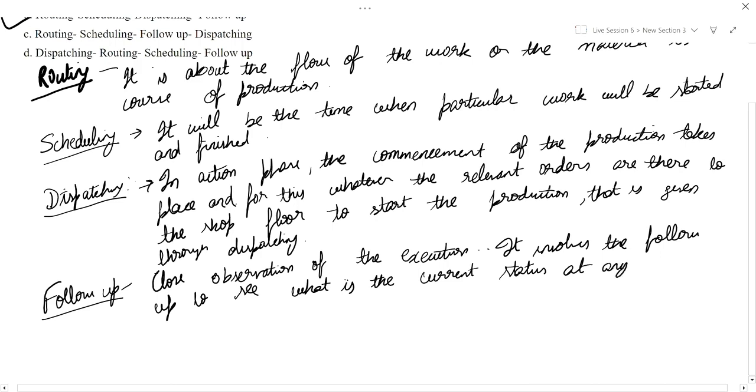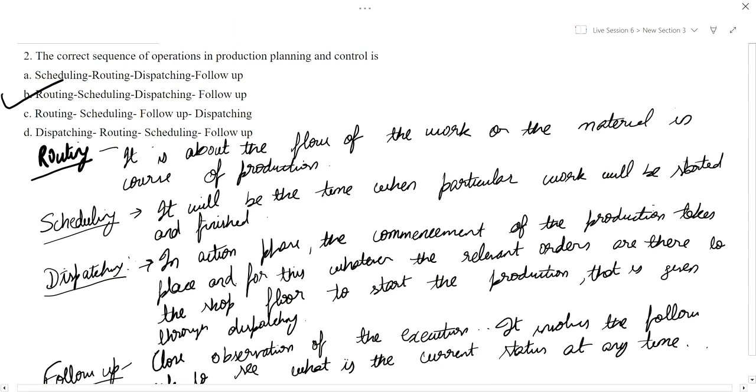At any time. And this will help us in identifying the bottleneck in the production system. If you can estimate the bottleneck in the production system, suitable efforts can be made to avoid or reduce such kind of bottleneck. So these were the sequence of operations followed in production planning and control.